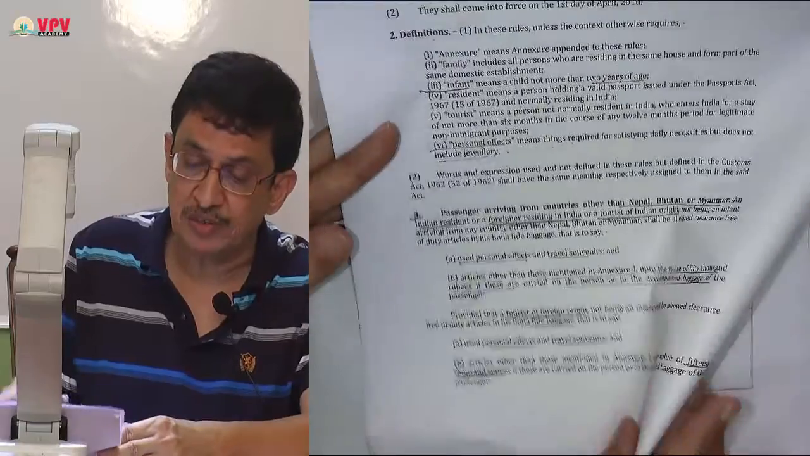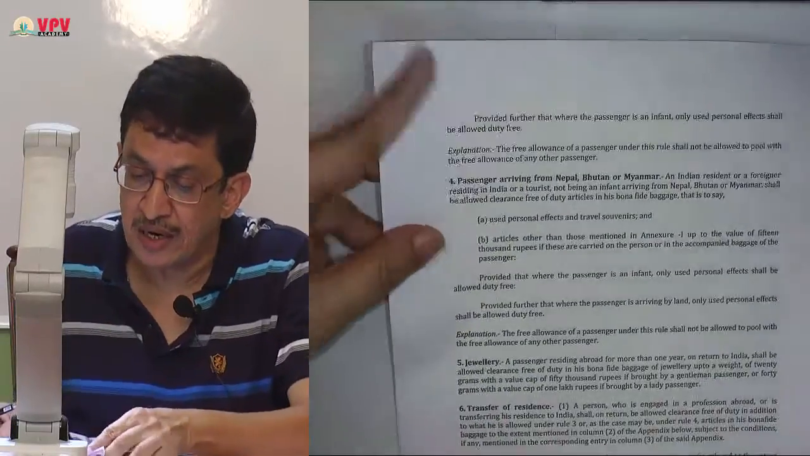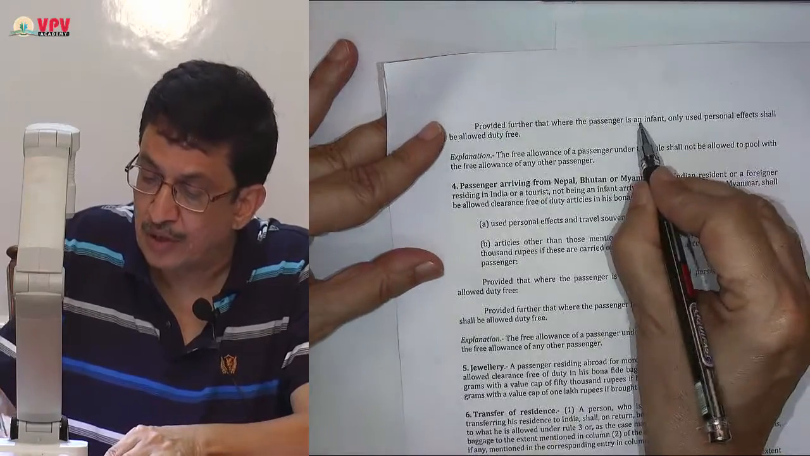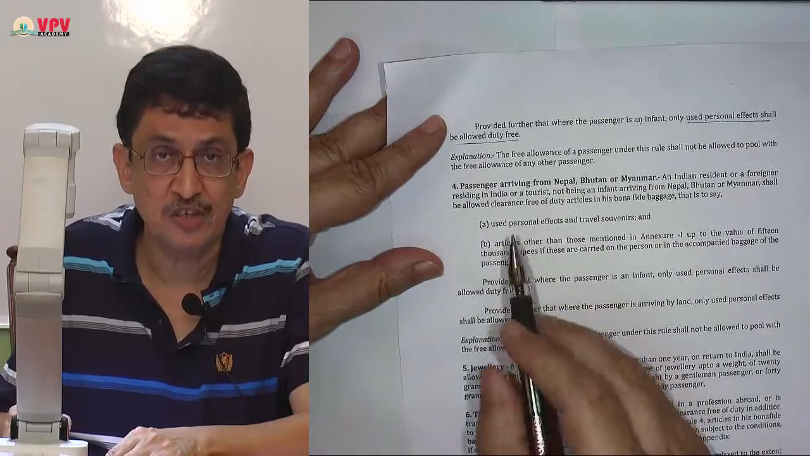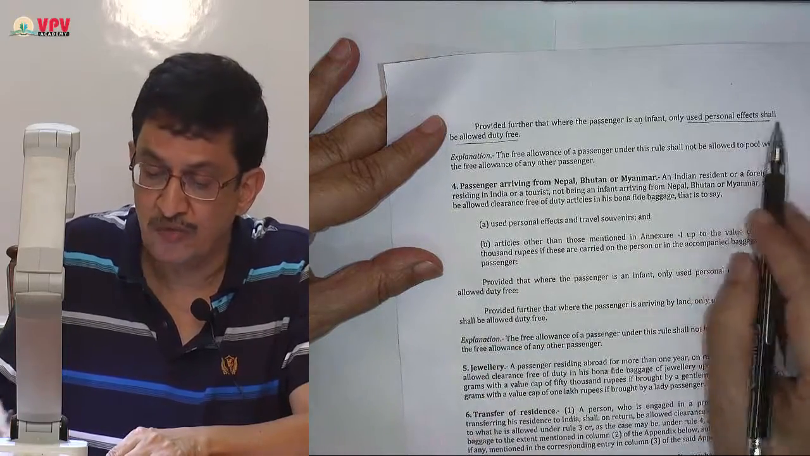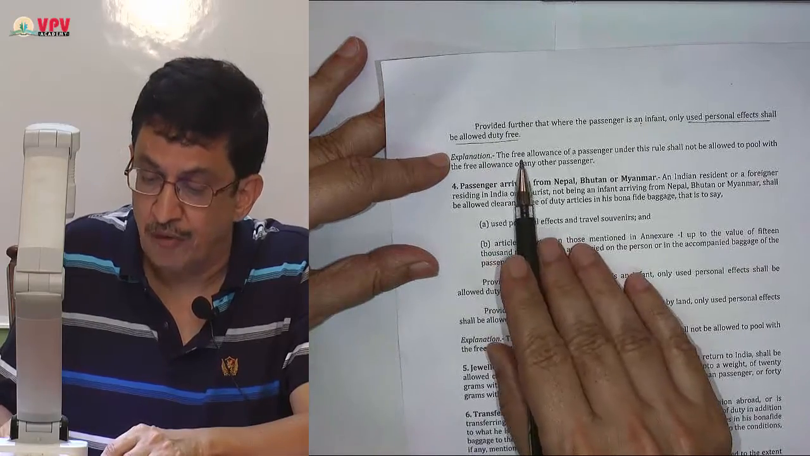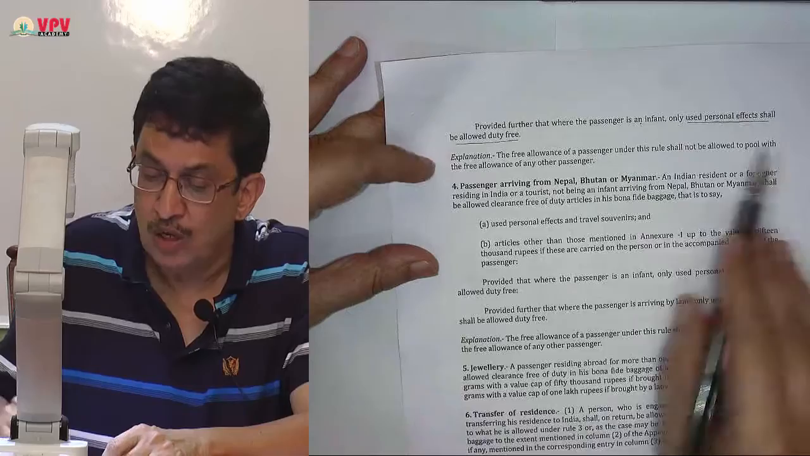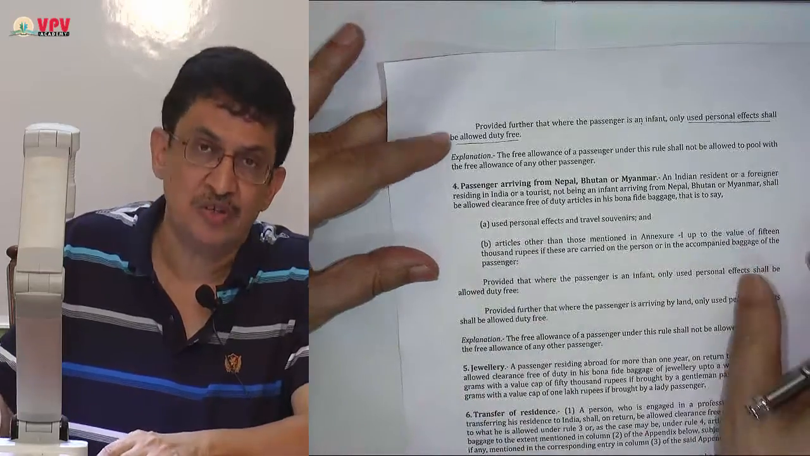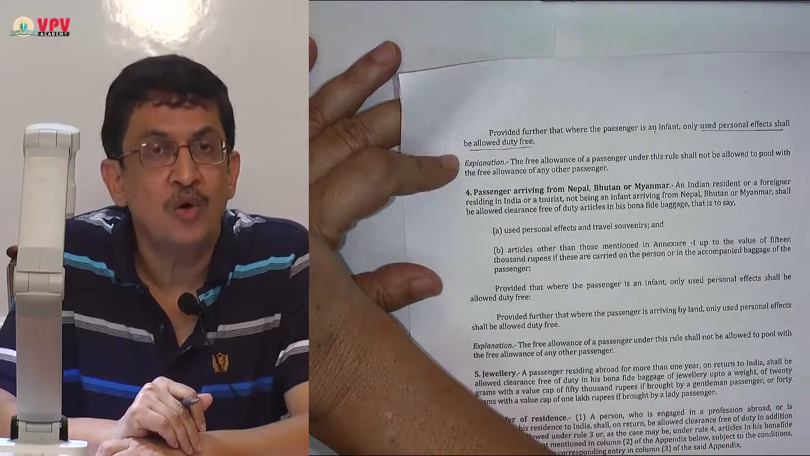What about an infant? Provided further that where the passenger is an infant, only used personal effects shall be allowed duty free. For an infant passenger, only used personal effects shall be allowed duty free. And then there is one exception. The free allowance of a passenger under this rule shall not be allowed to be pooled with the free allowance of any other passenger. We have already studied this in the classroom. This was in the old rules also.